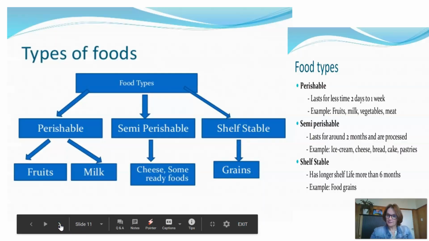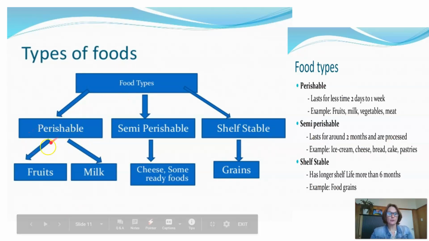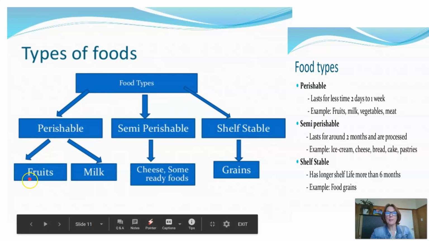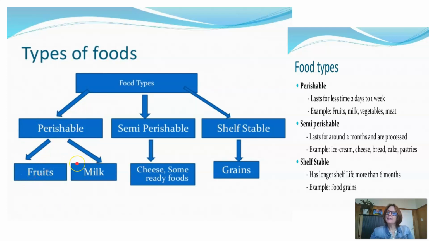We get different kinds of foods. First of all, we get our perishable foods. Now, our perishable foods are our fresh fruits and vegetables and milk. And these foods last for less than 2 days, sometimes up to a week. Examples include fruits, vegetables, milk, and meat.